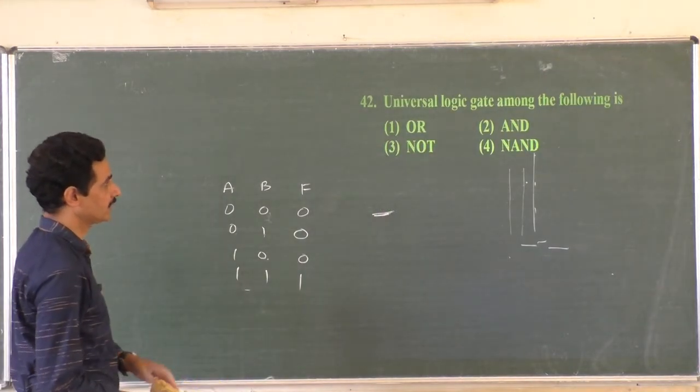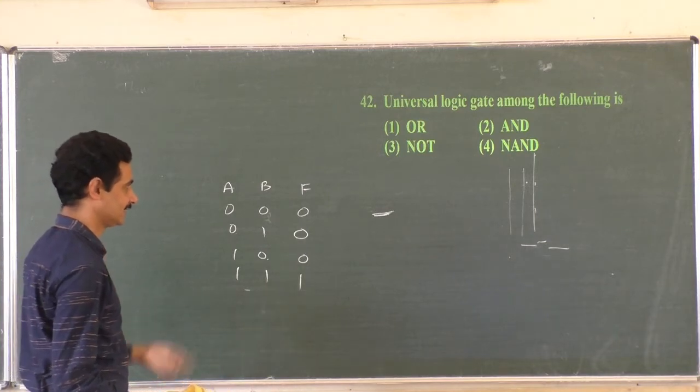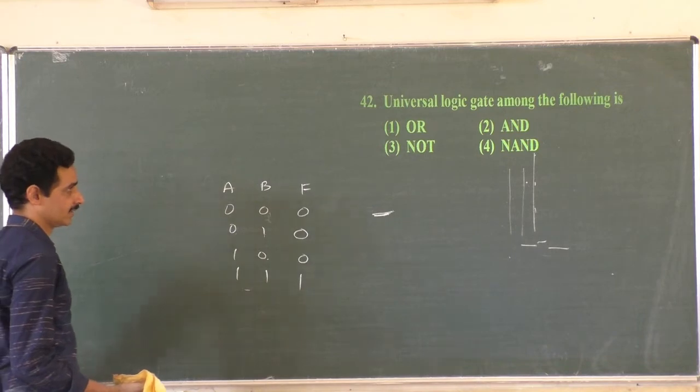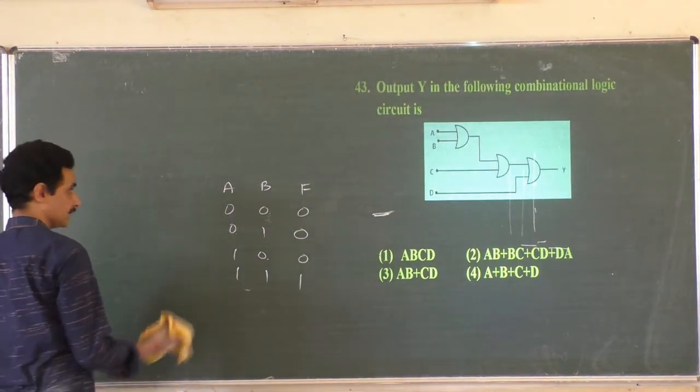Universal logic gate among the following is NAND gate. There is no NOR, right? Option 4. Need not discuss. Option 4 is the universal logic gate. 43.